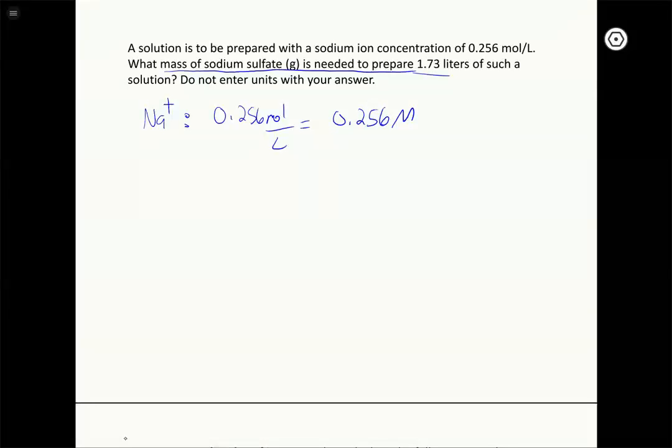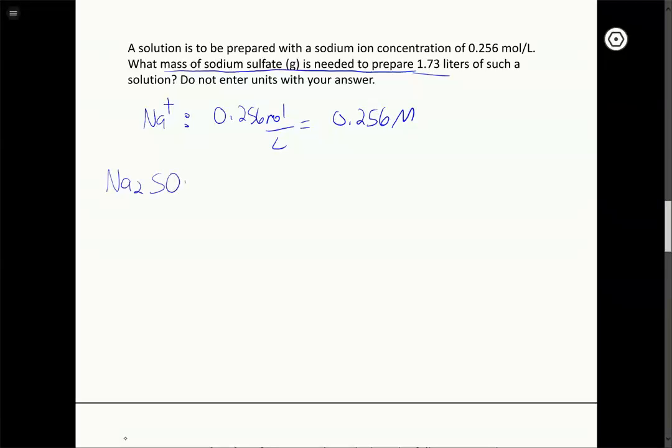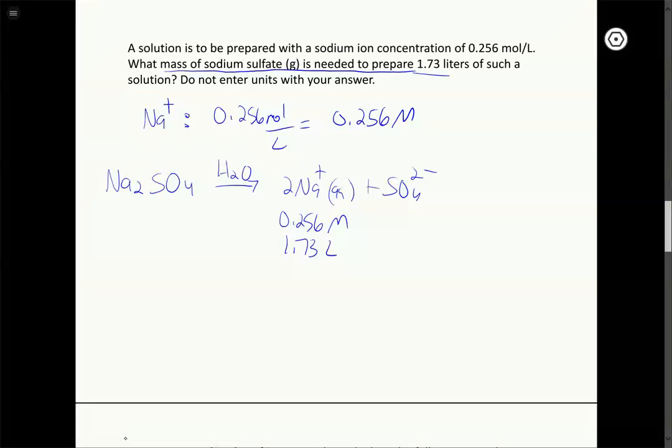So remember that when we dissolve an ionic compound in water, it splits up into its ions. So if we take sodium sulfate, which has a formula of Na2SO4, and we dissolve this in water, we get 2 Na+ and SO4 2-. So we're looking for a solution that has 0.256 molar sodium plus and a volume of 1.73 liters. So now we can set up a series of conversions where the key point here is that for every 1 mole of sodium sulfate that we dissolve, we're forming 2 moles of sodium ions. And that's the part that a lot of you will forget when doing these types of problems.